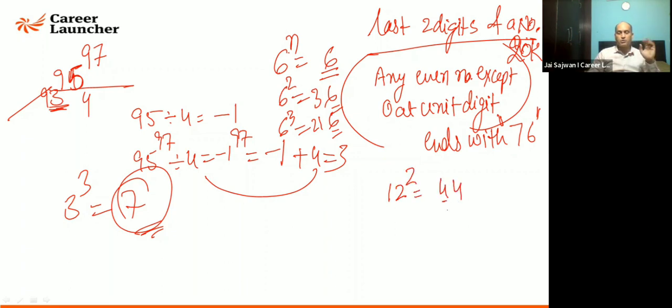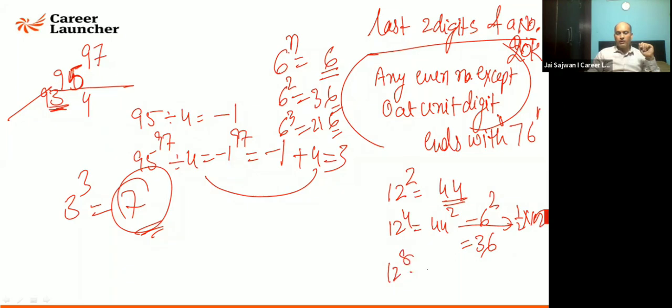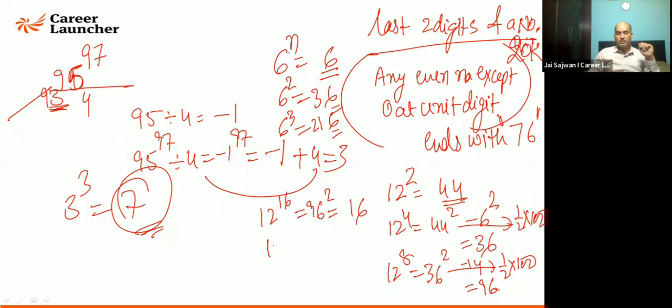12 square is 144. Last two digits are 44. 12 to the power 4 is 44 square. You must have studied some Vedic maths. Base is half of 100. Number is 6 less, 6 square is 36. 12 to the power of 8 is 36 square. Can I say from half of 100, the number is 14 less, 14 square is 196. 12 to the power of 16 is 96 square. That is 4 less, 4 square is 16.